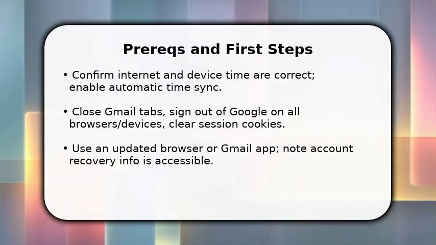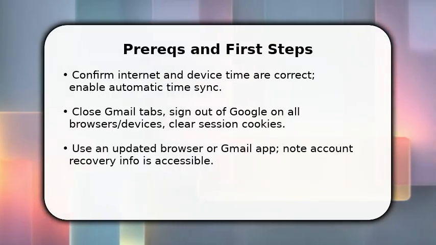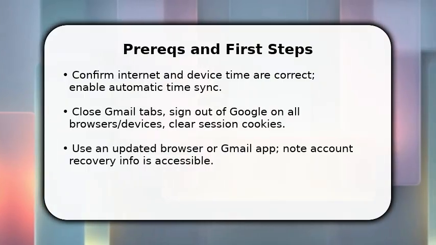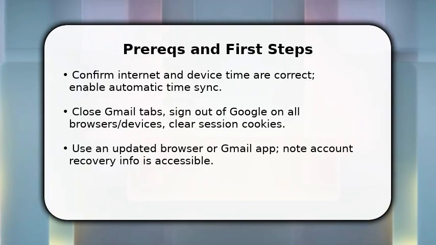Next, clear cookies and site data for mail.google.com. This removes corrupted session tokens. If you're on mobile, force stop the Gmail app and clear its cache. Make sure your browser or app is updated before proceeding.